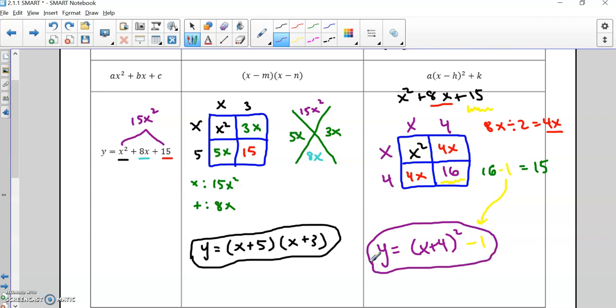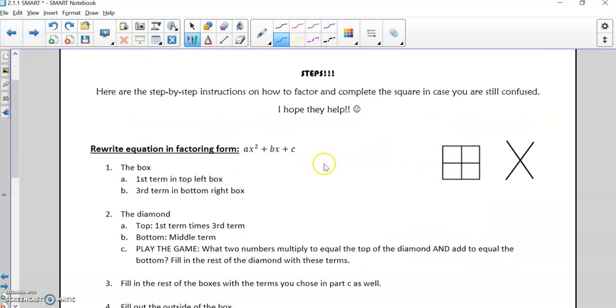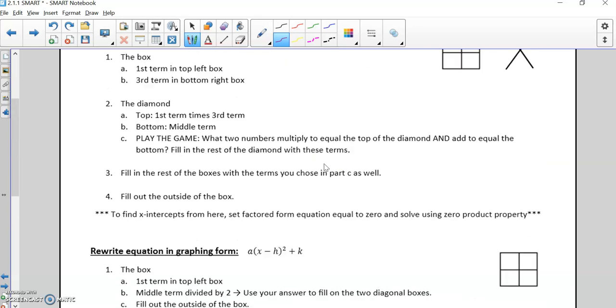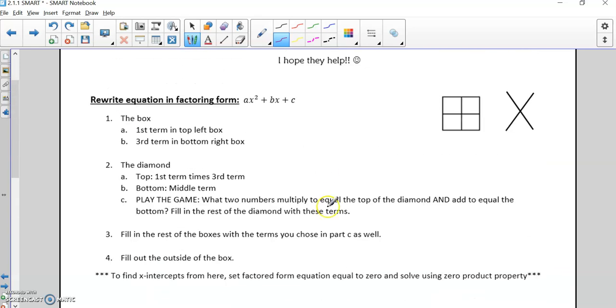Alright, that's it for today. That is factoring and completing the square. On the next page here, I have included a bunch of steps, so please refer to that if you're having any trouble. This is really like clear steps.